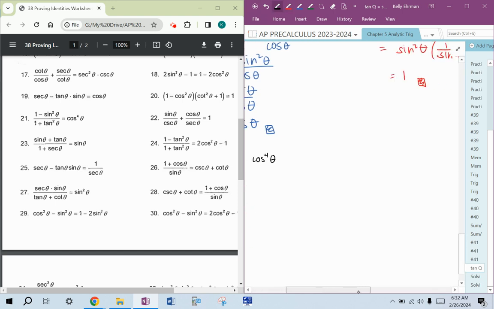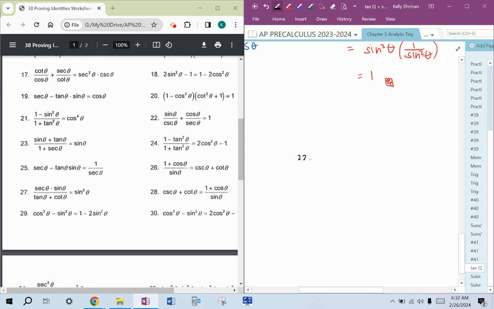For 22, we have sine theta over cosecant theta plus cosine theta over secant theta is equal to 1. So this one, again, kind of uses that same skill that I just did. Cosecant is 1 over sine. So if you're dividing by 1 over sine theta, you can rewrite this as sine theta times sine theta over 1. And same thing here.